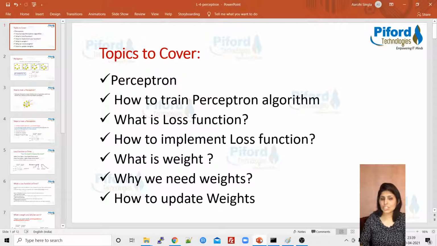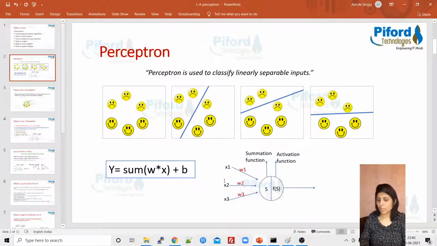Today I'll teach you what a perceptron is and how to train the perceptron algorithm, what a loss function is, how to implement a loss function, then we'll discuss what a weight is, why we need weights, and how to update weights. These are the topics I'm going to cover in today's class. So let's begin. First of all, the perceptron.